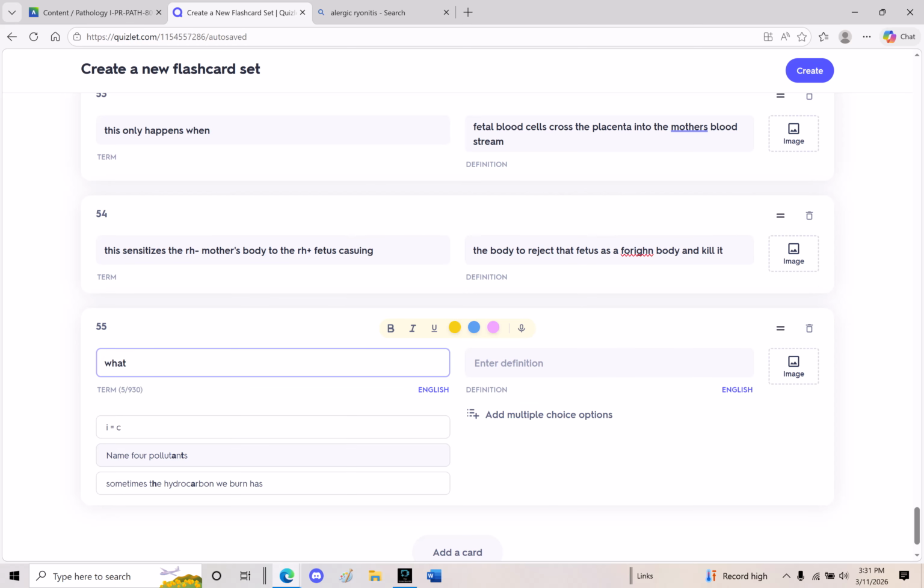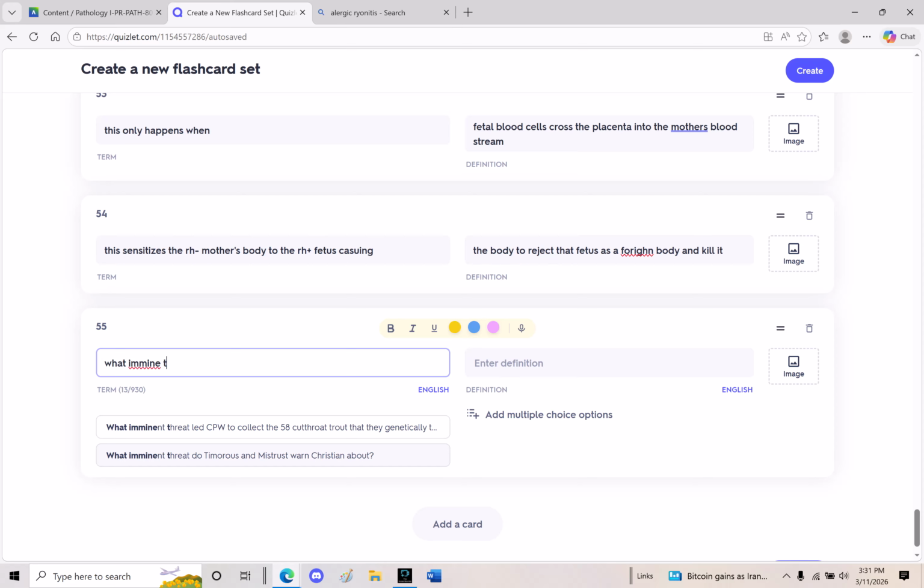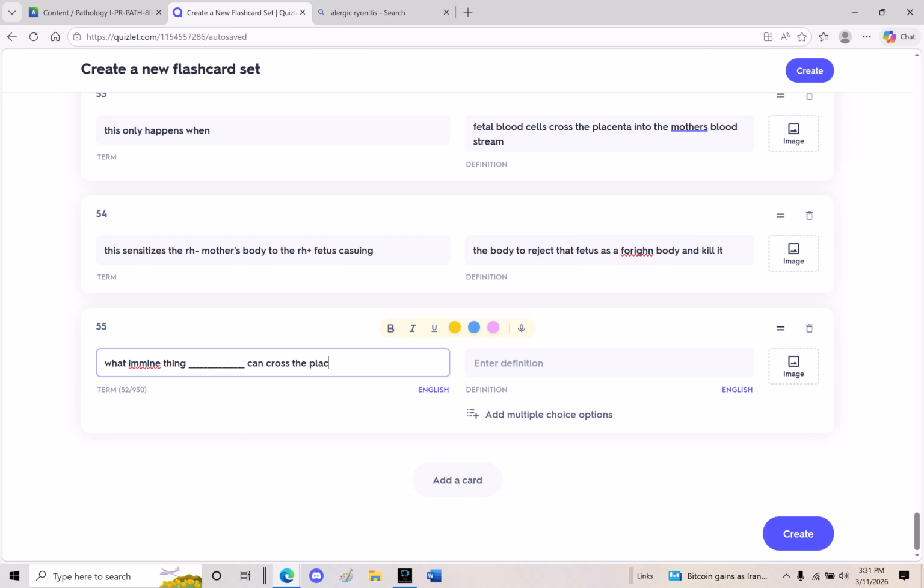What we were taught when we were studying was IgG. It can cross the placenta into the fetus. And because of that, that IgG can attack the Rh positive fetal blood cells. That's not good. So it attacks the blood cells of the fetus. Not necessarily kill it.